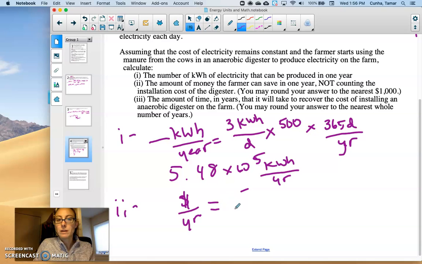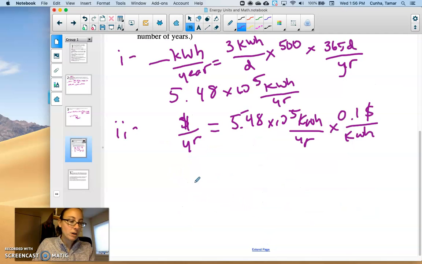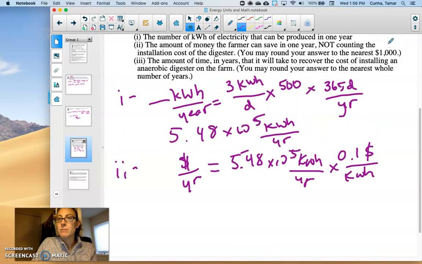So we take that number from above, 5.48 times 10 to the 5th kilowatt hours per year, and convert that into $0.1 per year per kilowatt hour. Right? So we got rid of our kilowatt hours and we're left with dollars per year. And so if you wanted to pause it, you could, but that's a pretty easy math setup, just making sure you understood what that meant.